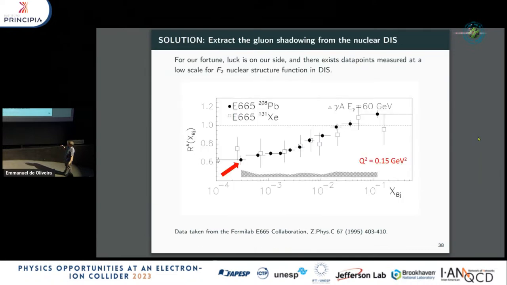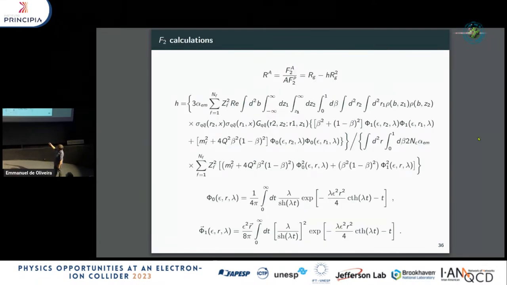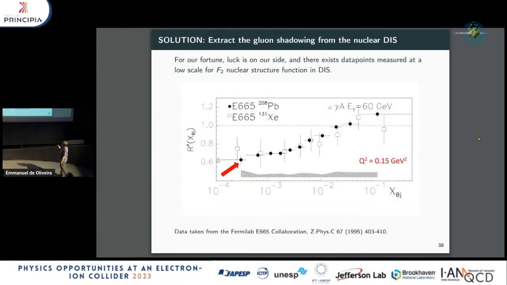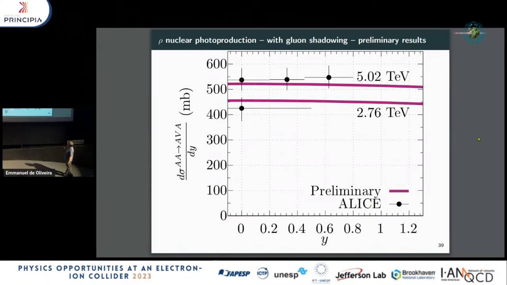And then we can have one result if we have a data point, right? Because we need to put the data point here and we calculate H and then we will find the gluon shadowing. And we were lucky. This data point here from the Fermilab collaboration is more or less the Q-squared for our light vector mesons, and also the X that we want. So we just took this data point and plugged it in there. Of course, we had to search in many papers and see if they had a data point, but we were lucky to find this one here.